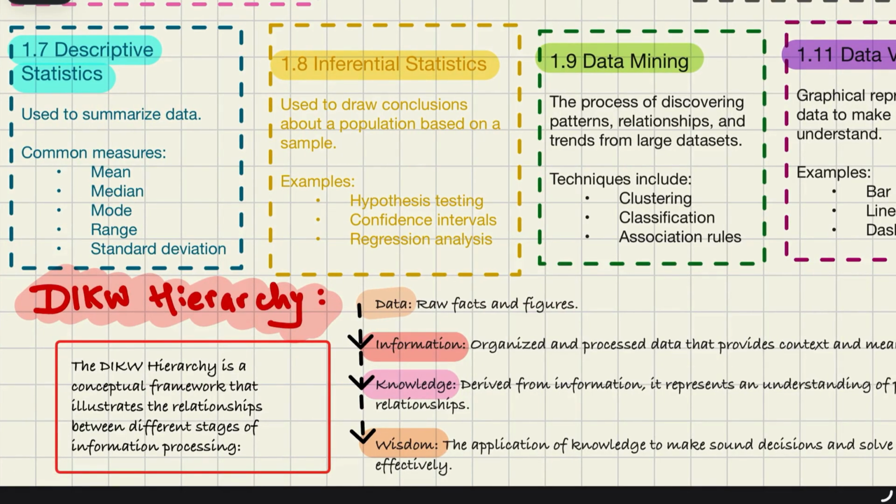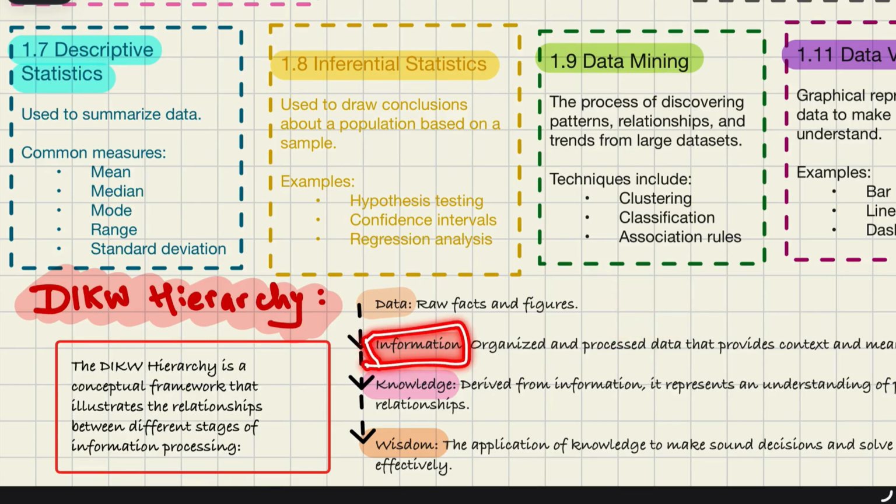Now let's quickly discuss the hierarchy. So there is a 3-tier pyramid. It tells us that first we have data. Data is raw facts and figures. For example, we have data from a sensor. The sensor records 40 degrees coming out of the sensor.